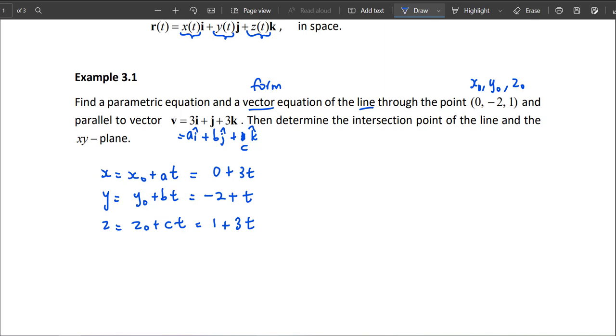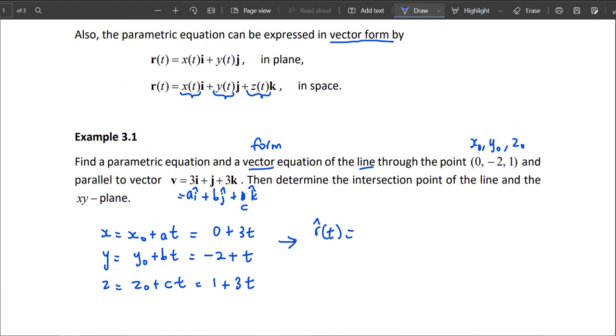If we want to write it in vector form, we can write r(t), following the formula here. The component for the i direction, x(t), is 3t. So 3t i plus y(t), which is t minus 2, j plus z, which is 1 plus 3t, k.